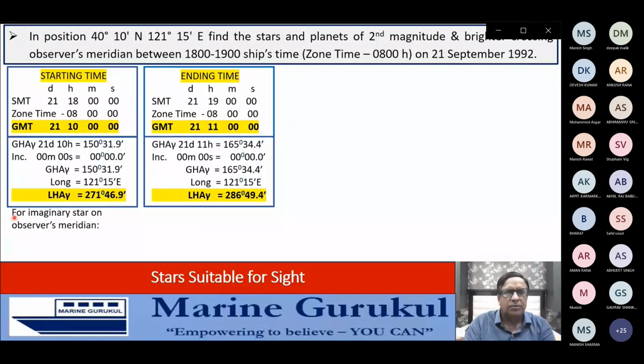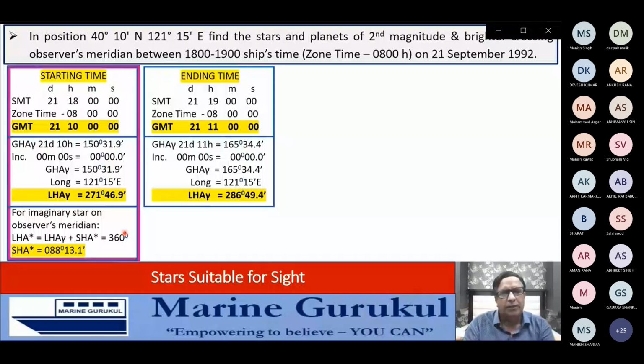So for the imaginary star on the observer's meridian at the commencement of the interval, LHA star, which is equal to 360 degrees, will be equal to LHA Aries of 271 degrees, 46.9 minutes plus SHA star, which gives us the value of SHA star to be 088 degrees, 13.1 minutes at the commencement of the required interval. Exactly the same way, we can get the SHA of the imaginary star on the observer's meridian at the end of the interval.